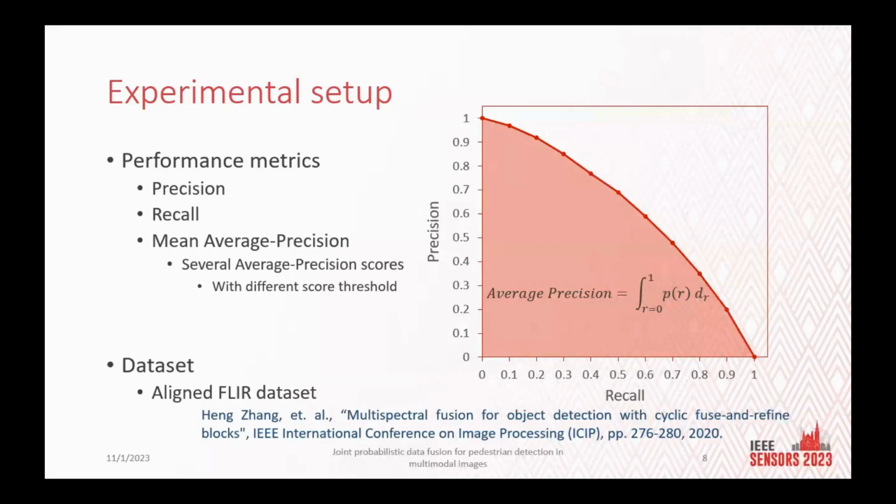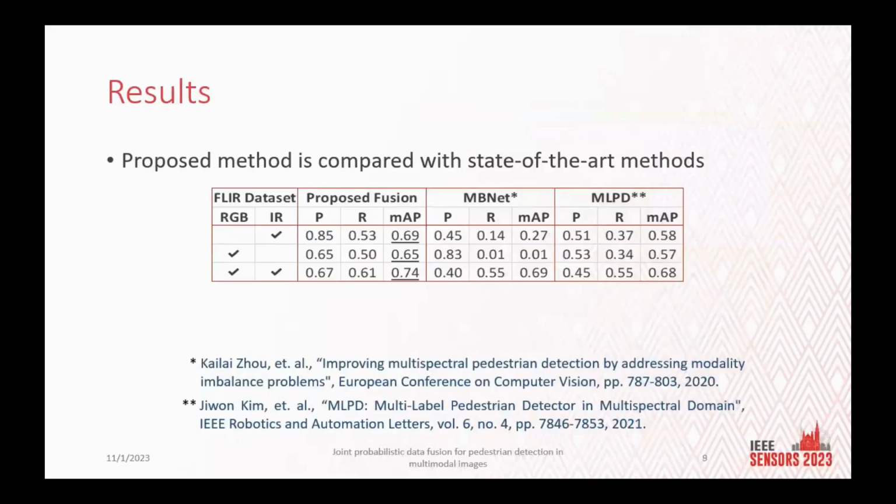So in this publication, the authors aligned it manually, which is still not perfect alignment, but still some alignment. So with the comparison on the dataset, if we use both thermal and color images, these are the results of our proposed fusion. These are well-known state-of-the-art methods, MBNet and MLPD, which perform quite well, but still our method surpasses them in both precision and recall and mean average precision.